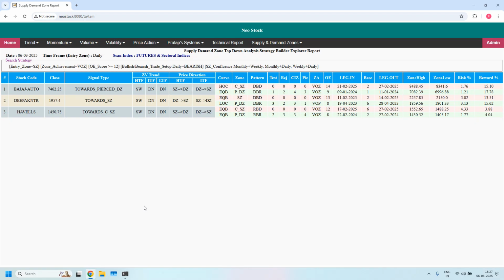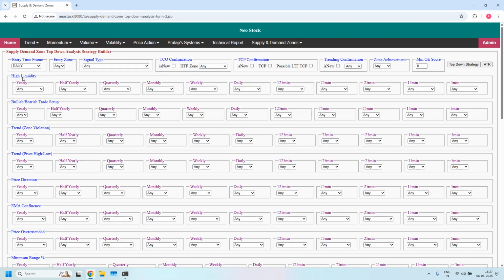Okay. So this is about bearish trade setup for monthly income trade. Next, we will look into weekly income trade, bullish and bearish trade setups. Weekly income trade, bullish trade setup, entry time frame 75 minutes, entry zone, demand zones.